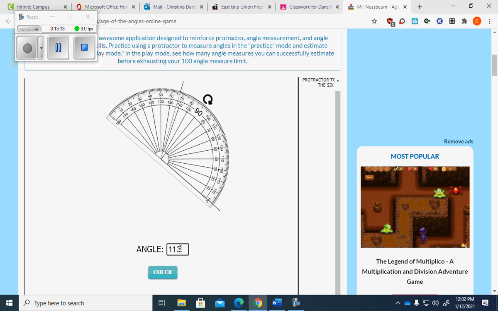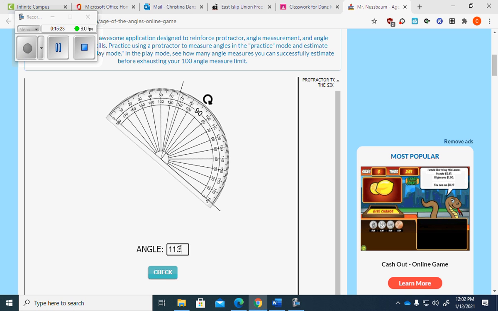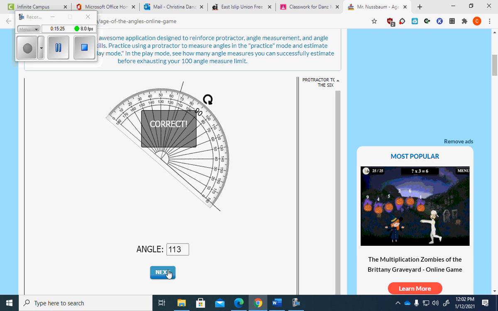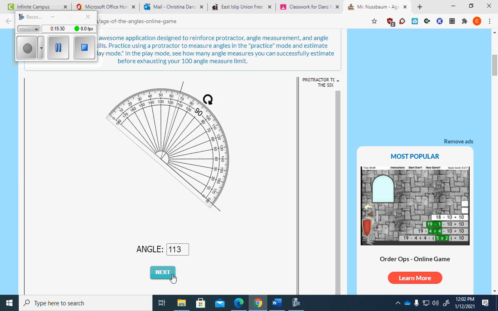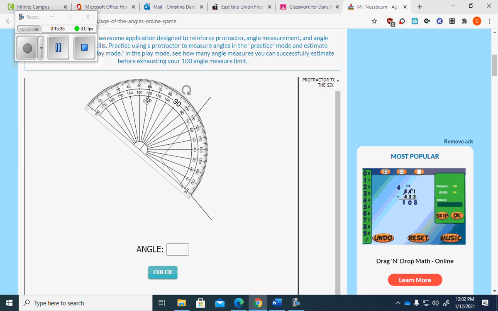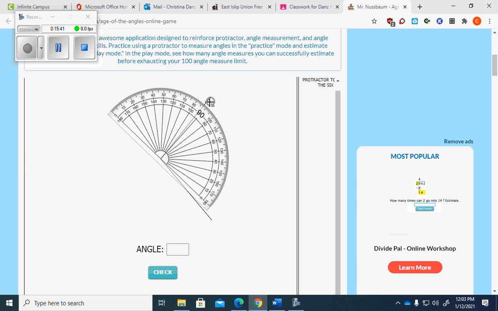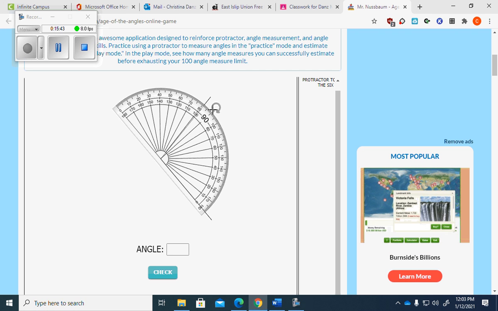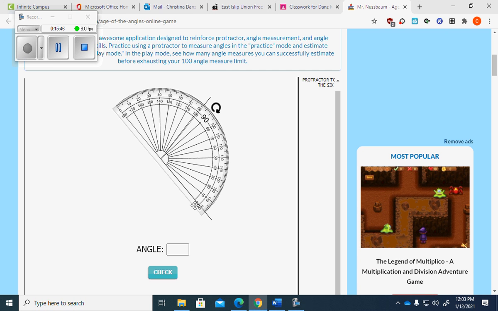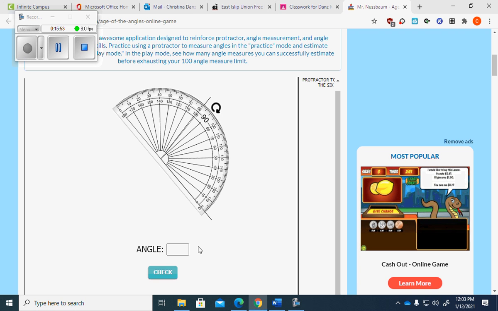Sometimes I'm off by 1 degree. You really can't be off by more than a degree, otherwise it's too much. So let's check it. Ooh, I'm correct. So that's how you measure angles. Let's try again. I'm going to hit next. So you can see there's another angle here. I'm going to put this on the vertex. I'm going to rotate it until the 0 mark is on the ray of the angle. I'm going to start at the 0 mark and read, and I see it's like 1 mark before 100, so I guess it's 99.